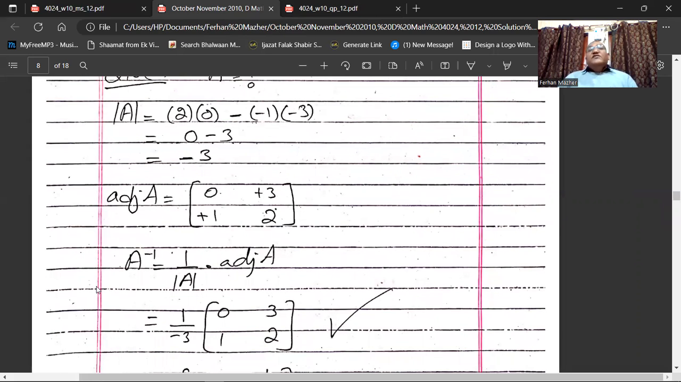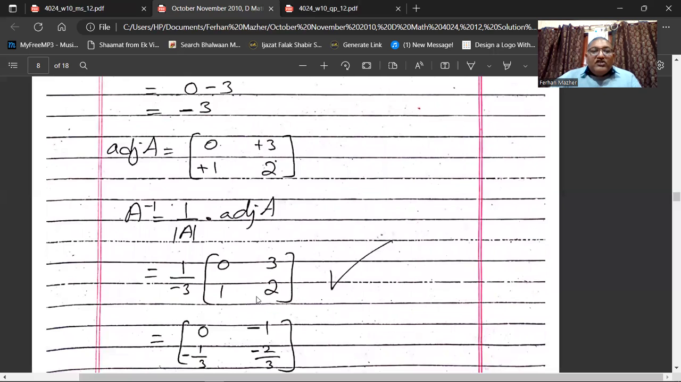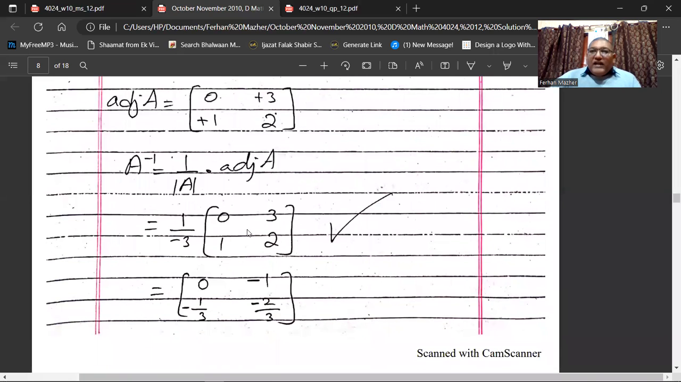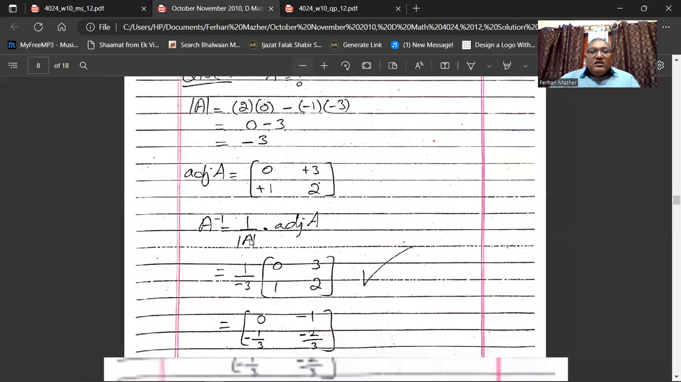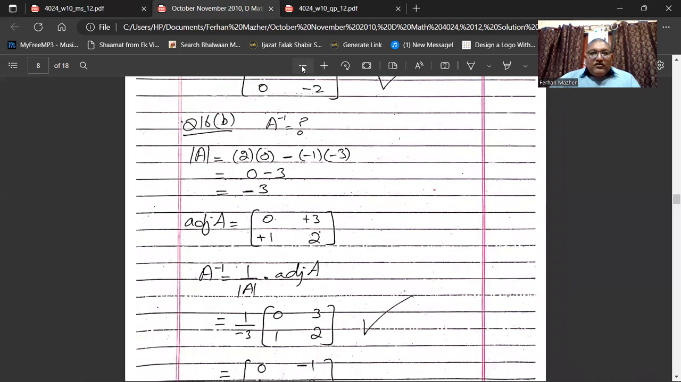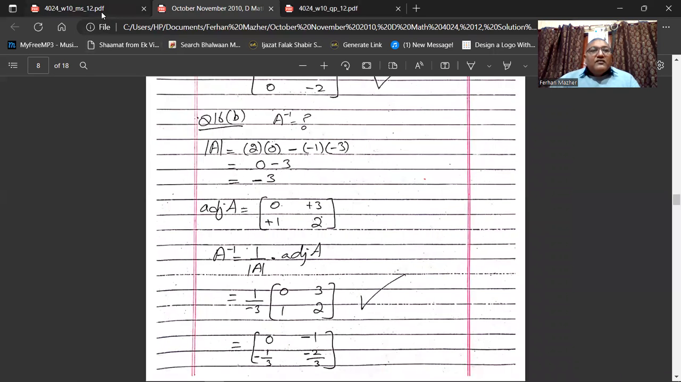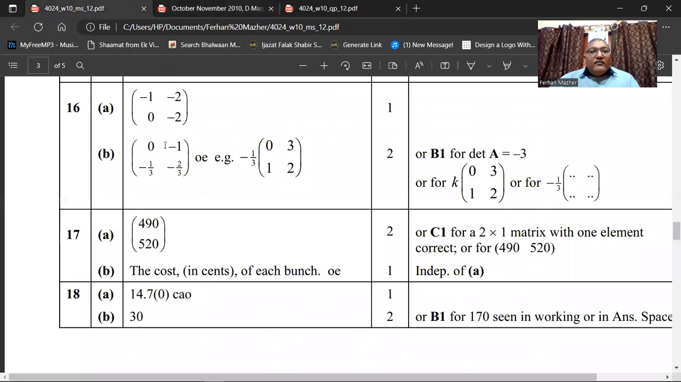So the A inverse is 1 by determinant of A into adjoint of A. So it will be 1 divided by minus 3, and the adjoint is 0, 3, 1, 2. So either you write it like this, or you can divide them by the minus 3. If you divide them by the minus 3, it will be 0, minus 1, minus 1 by 3, and minus 2 by 3. So hopefully you understand this is how this is done. Let me show you the whole thing. Let me reduce it further so you can see the whole thing together. So let's check. This is what I have written there.